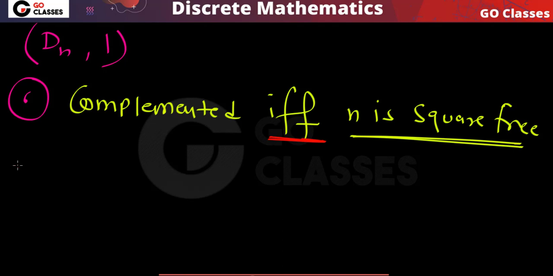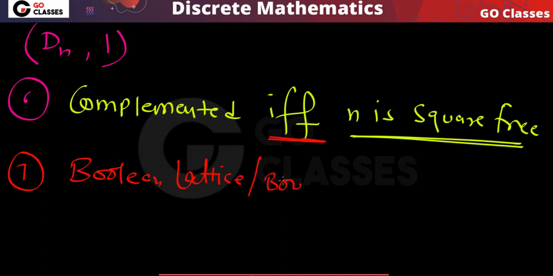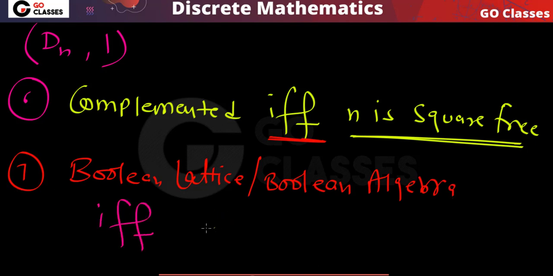Okay, the next point I can say, this is a Boolean algebra. When can I say this is a Boolean algebra or Boolean lattice? Both are the same; another name for Boolean algebra is Boolean lattice. So when can I say this is a Boolean algebra or Boolean lattice? If and only if n is square free.